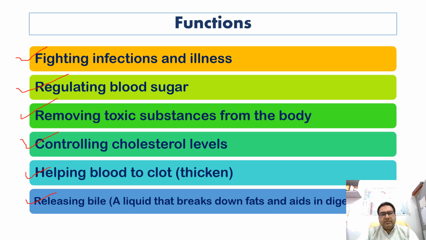The liver produces many important substances, especially proteins that are necessary for good health. For example, it produces albumin, the protein building block of the body, as well as the protein that causes blood to clot properly, that is fibrinogen.